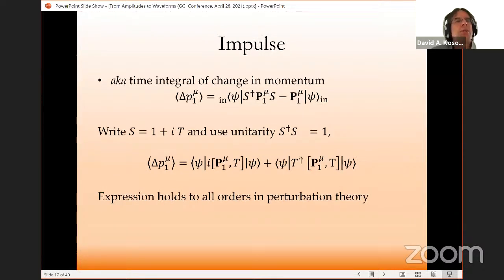Okay, the impulse is just the change in this momentum. So we have to subtract the momentum measured in the initial state. That's easy enough. We just evaluate it in the initial state. We now write the S matrix in terms of the forward part and the transition matrix, use unitarity, and then shake things up a little. And we can write our master formula for the impulse. There are two terms here, one which involves a single power of T and the other which involves two powers of T. This is actually an expansion that holds to all orders in perturbation theory. Of course, we can expand it order by order. At the leading order, we'll just count contributions from the first term. At higher orders, we'll need both of the terms.